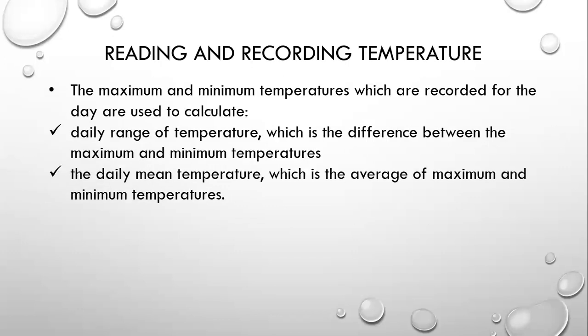Let's see the recording and the reading of the temperature. The maximum and the minimum temperatures which are recorded for the day are what we use to calculate, first, the daily range of temperature, which is the difference between the maximum and the minimum temperatures. Also, these maximum and minimum temperatures recorded in a day are used to calculate the daily mean temperature, which is the average of the maximum and the minimum temperatures that occurred in a day.